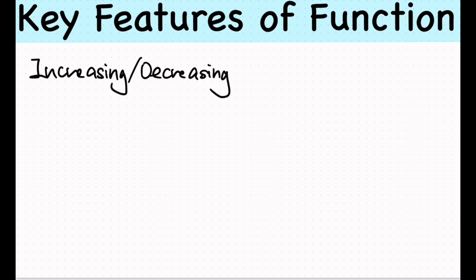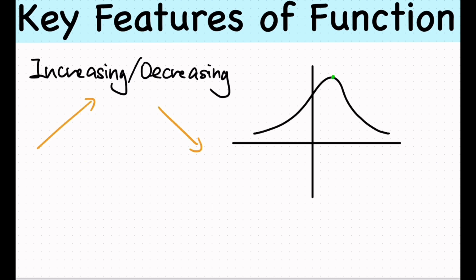And now let's talk about the increasing and decreasing of a function. When you identify if a function is increasing or decreasing, it's just like incline versus decline. But remember that you always go from left to the right. So this is increasing and this is decreasing. If you ever have a graph like this, then it's increasing on the left side of this point and decreasing on the right side of this point.